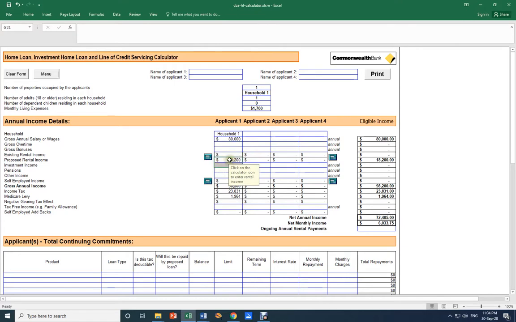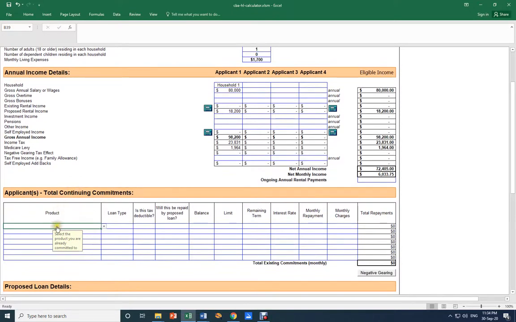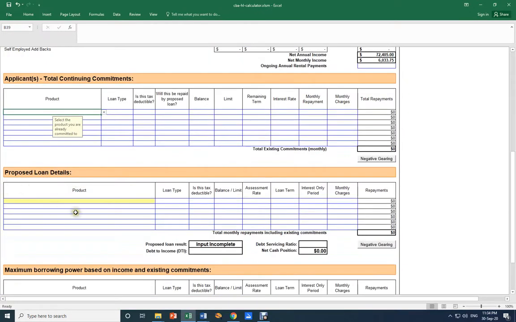Okay, now we've got a rental figure that can be used, and then we're saying total continued commitments. This would be existing debts like home loans and credit cards. There is none, so we'll leave that blank. Proposed loan details, so we're doing, say, a variable rate home loan. Loan type for investments, is this tax deductible? Yes, it is tax deductible. The balance, we're doing 550. Assessment rate, so this is, as you can see, a minimum of 5.4. Let's say that we'll do 6% assessment rate. Loan term 30 years. Monthly charges 0.